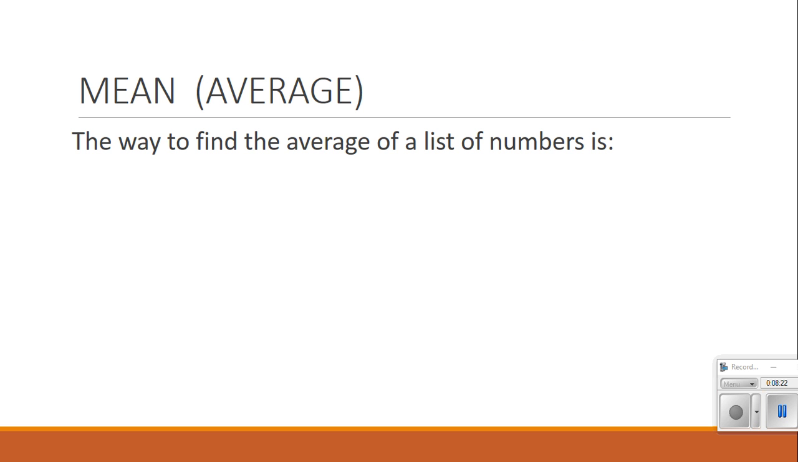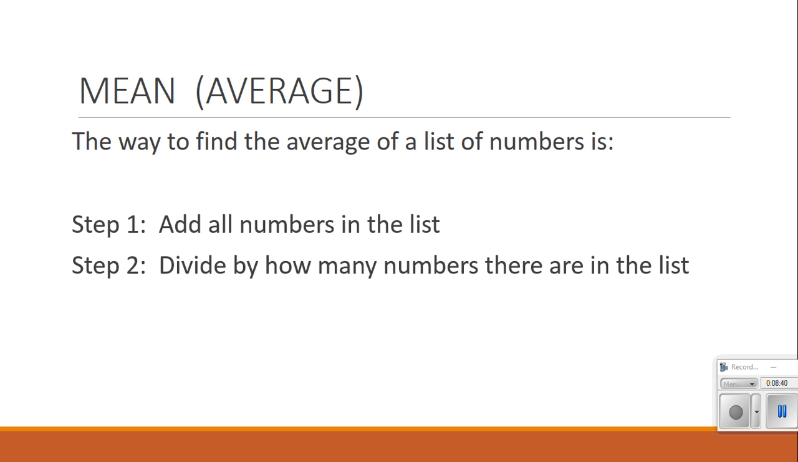The way to find the average of a list of numbers: with mean, median, and mode, you would be given a list of numbers. That's how they relate. So if you're given a list of numbers and you want the mean, you're going to add up all the numbers in the list and divide by how many numbers there are in the list. So it's basically the sum of all the numbers divided by the count of how many you have. Okay.